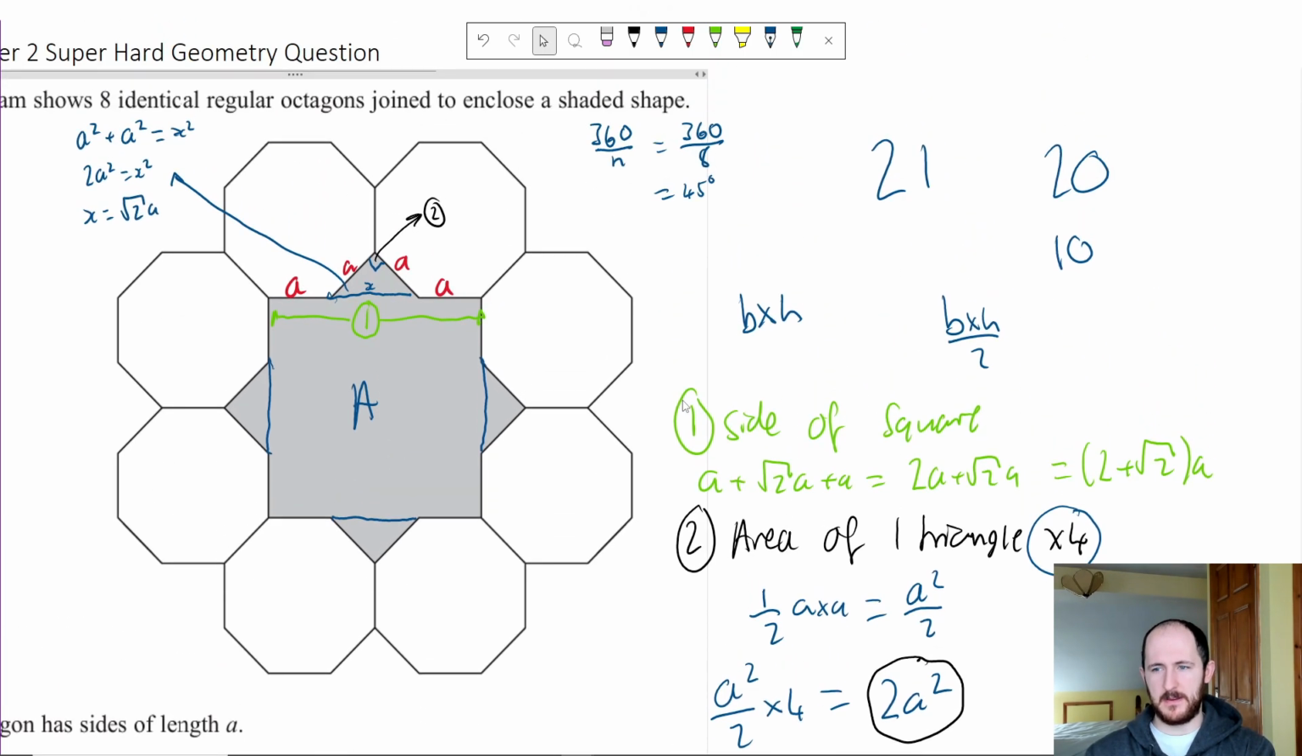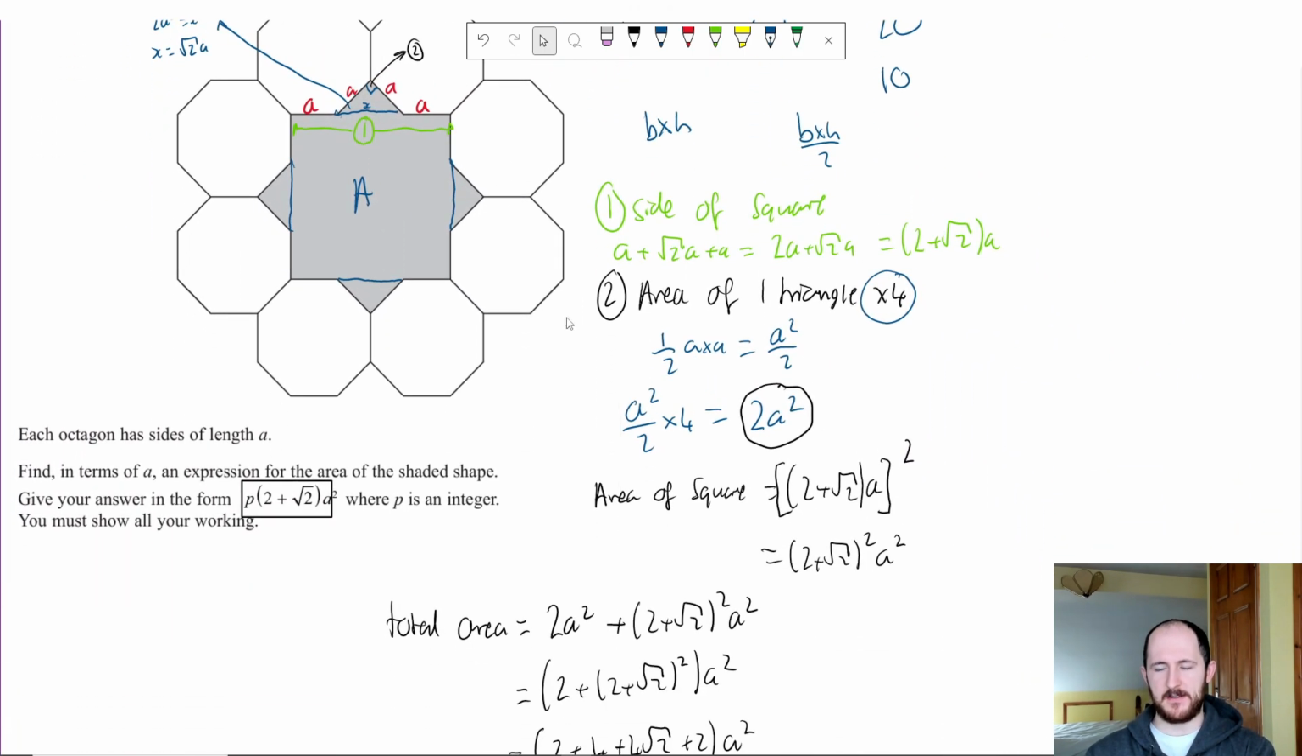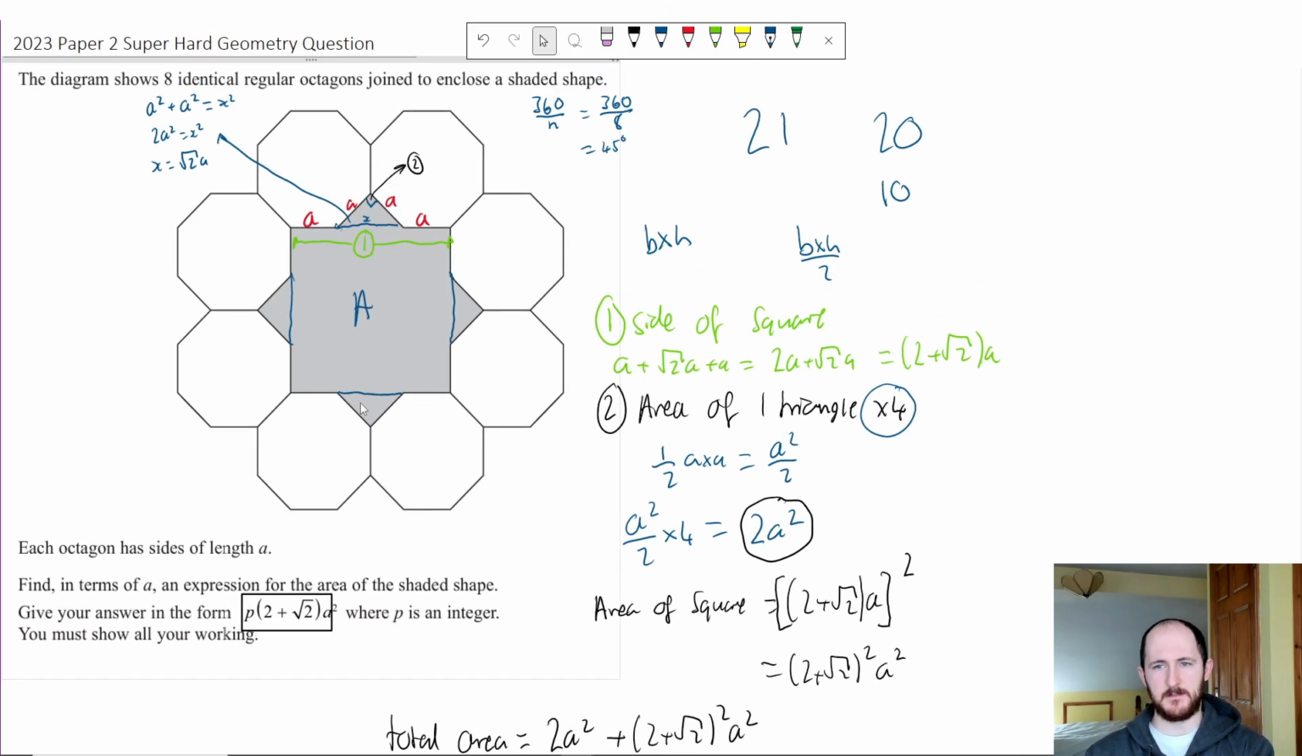But anyways, I hope that you gain something from that and you see how you can break down these questions into bite-sized chunks, which again, you're only aiming to get a few marks on this question. You don't need to get 5 out of 5. Getting 3 out of 5 means 60%, which is a very strong grade at GCSE.